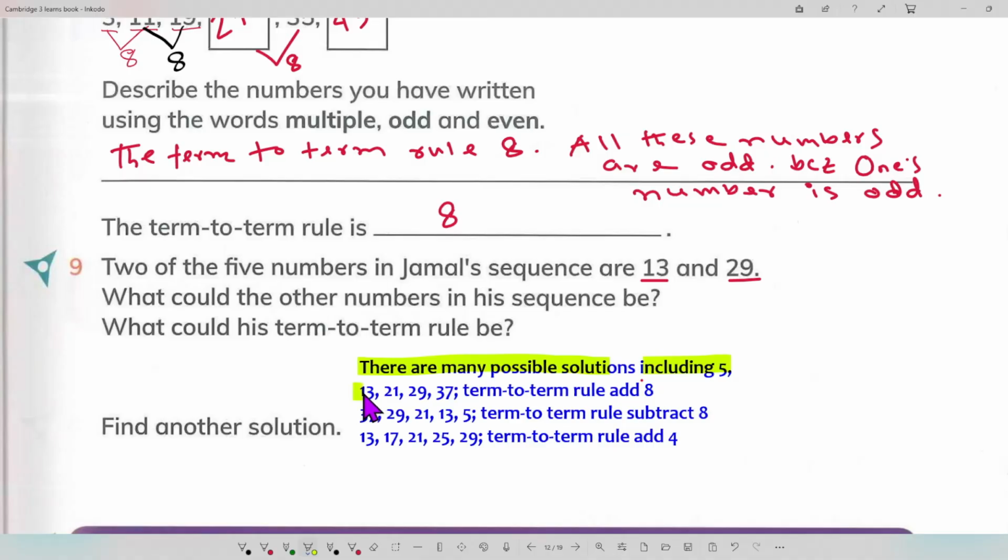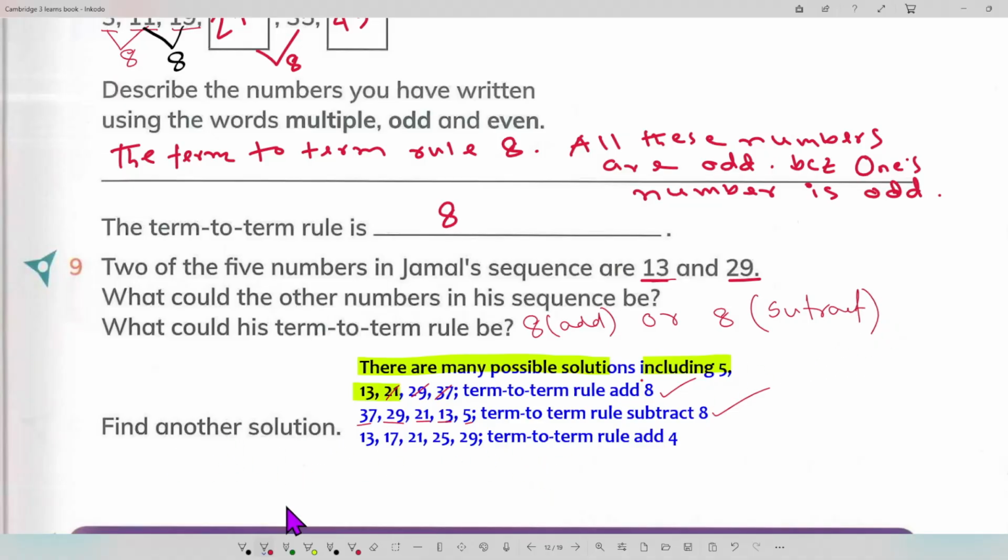Look, 13 and then 21, it means the term to term rule of 8. 13, then 21, 29, 37. This is the term to term rule, add 8. Similar, if we start from 37, then subtract 8, it means 29, subtract 8, 21, 13, 5. This is term to term rule, subtract 8. And what could be this term to term rule? It could be add 8 or subtract 8.